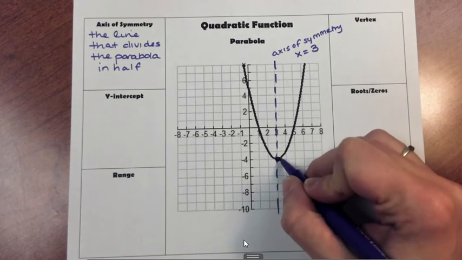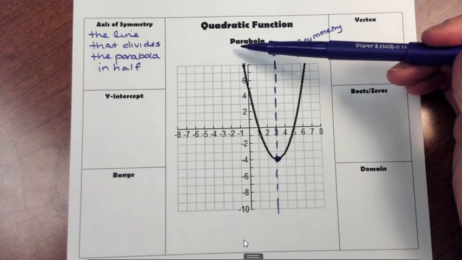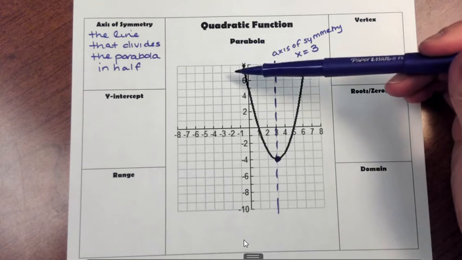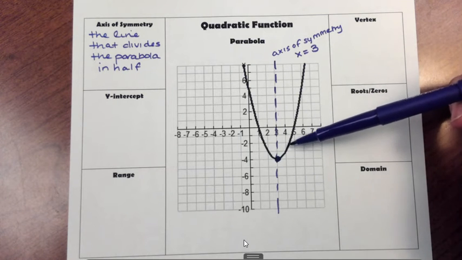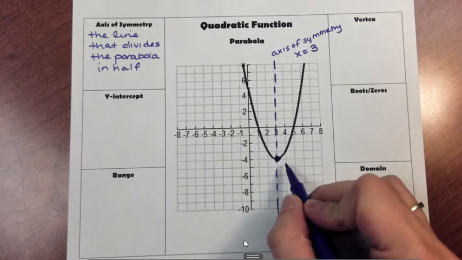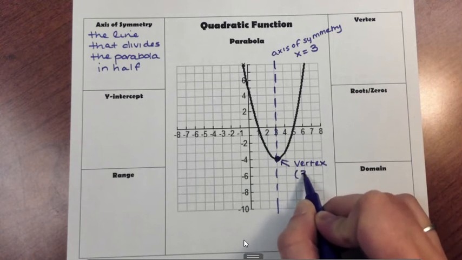The vertex is right here, where the graph changes direction. So you can see the parabola, reading it from left to right, it starts to decrease, and then as you hit this point right here, the vertex, it changes direction and starts to increase. So this is the vertex. The vertex of this parabola is (3, -4).